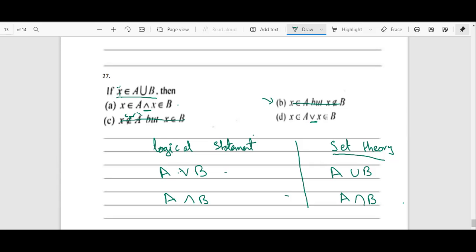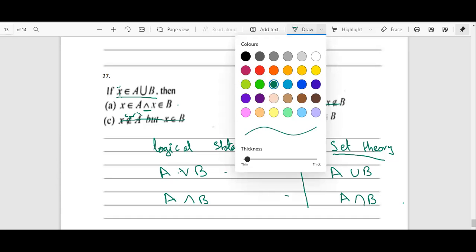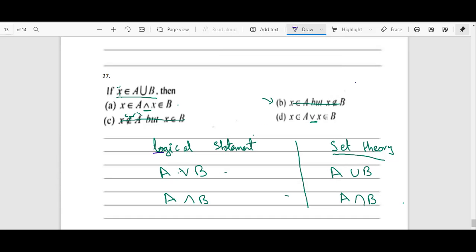Now, if we talk about options A and D, we have to use this. Okay, so in mathematics, this is the logical statement, and here we have its equivalence in set theory. If we have this, we write it like this. If we have this, we write it like this. Okay, so in our question, we have X belongs to A union B, right? So we have union, we have union. So its equivalence in the logical statements would be equivalent to this logical statement, right? With this sign. So clearly D is the answer, right?